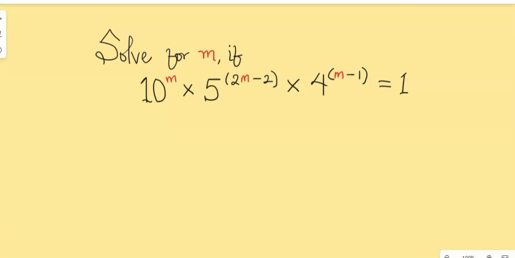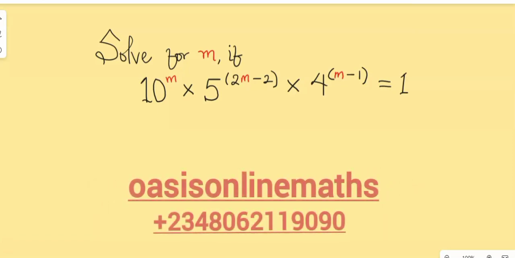In today's lesson, we shall be solving this problem before us. We are asked to solve for the value of m if 10 raised to the power of m multiplied by 5 raised to the power of 2m minus 2 multiplied by 4 raised to the power of m minus 1, everything equals 1. And if you take a look at this problem very well, you will realize that all the bases that we have here are not in any way the same, because 5, 10, and 4 are not the same. But there are ways we can solve this problem.